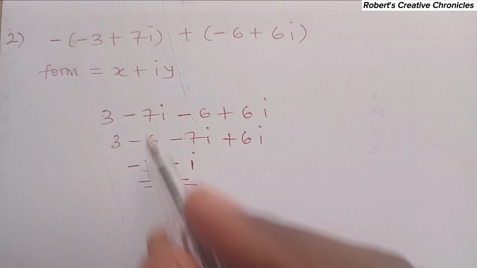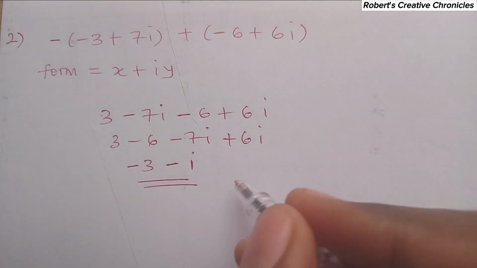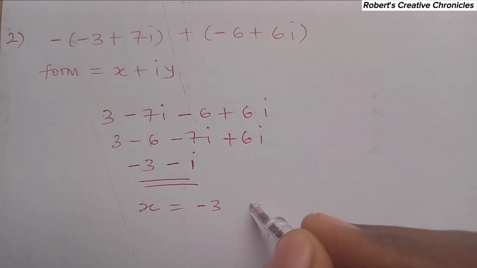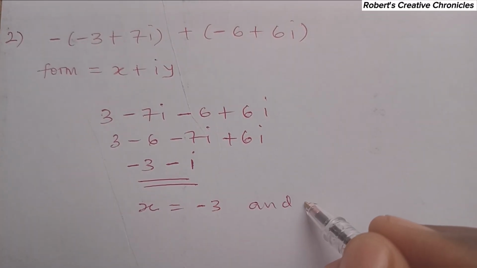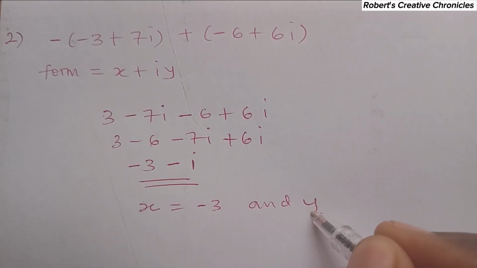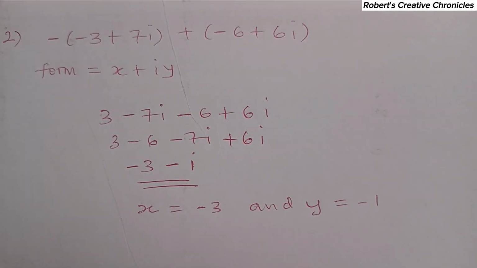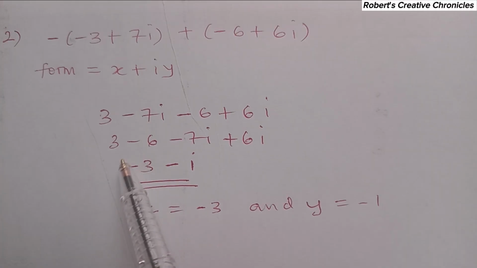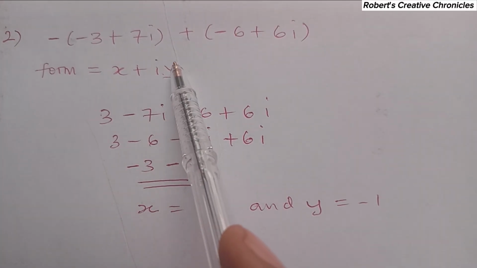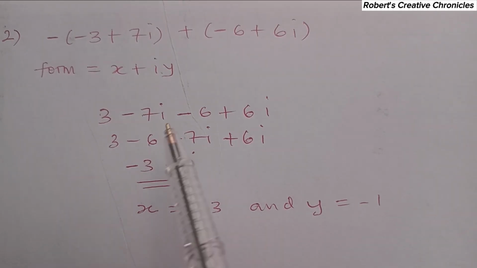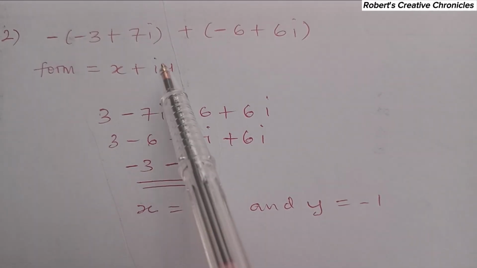So this is the form where x is equal to negative 3 and y is equal to negative 1 according to this form. So this is x and y is minus 1. So we have successfully expressed this expression in this form.